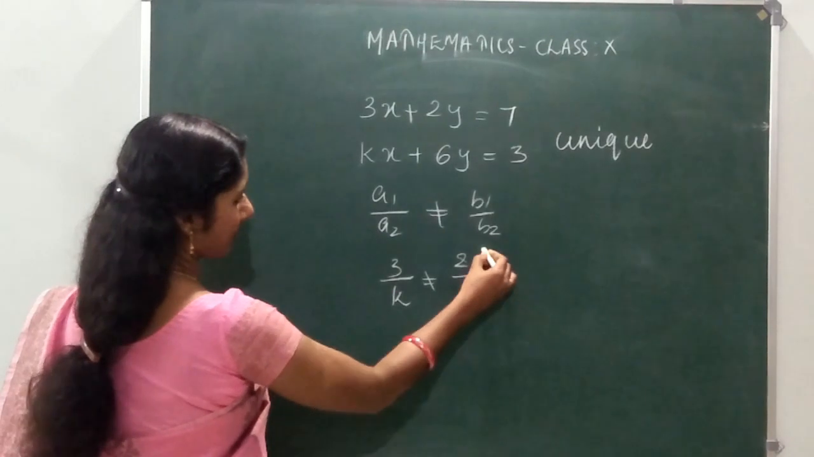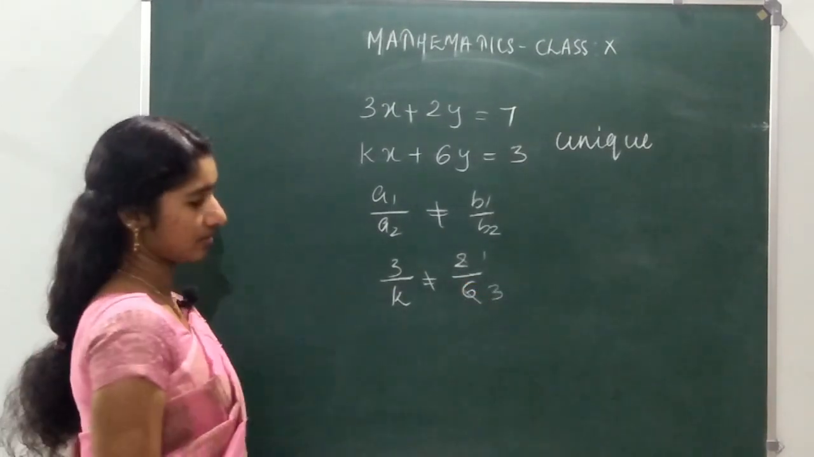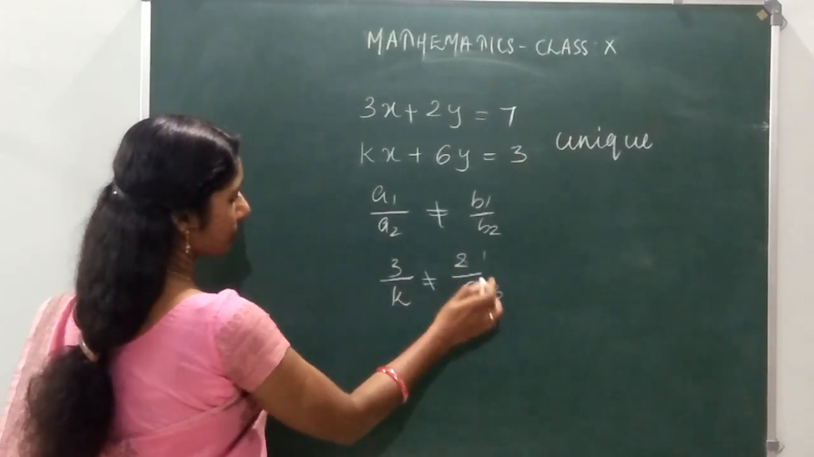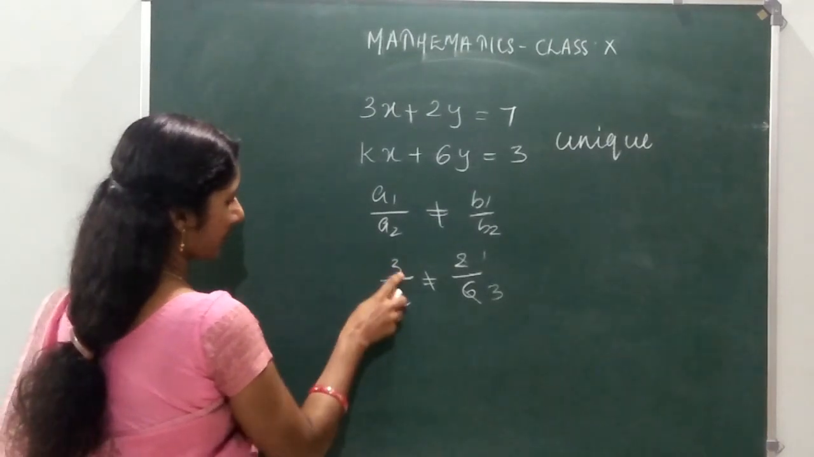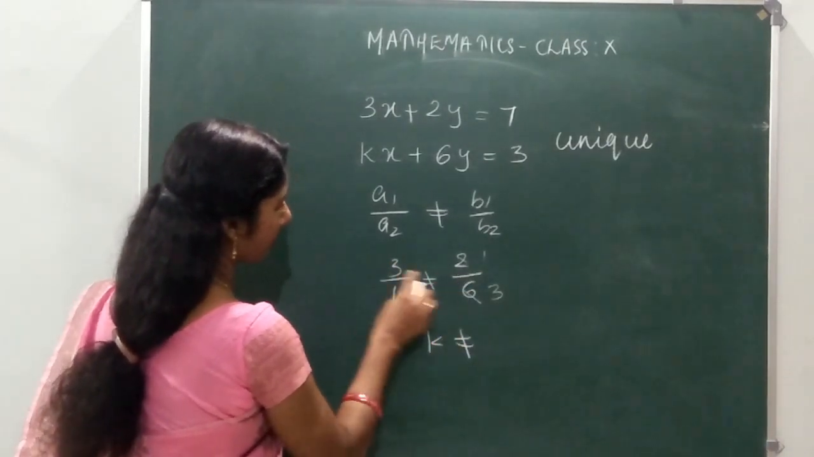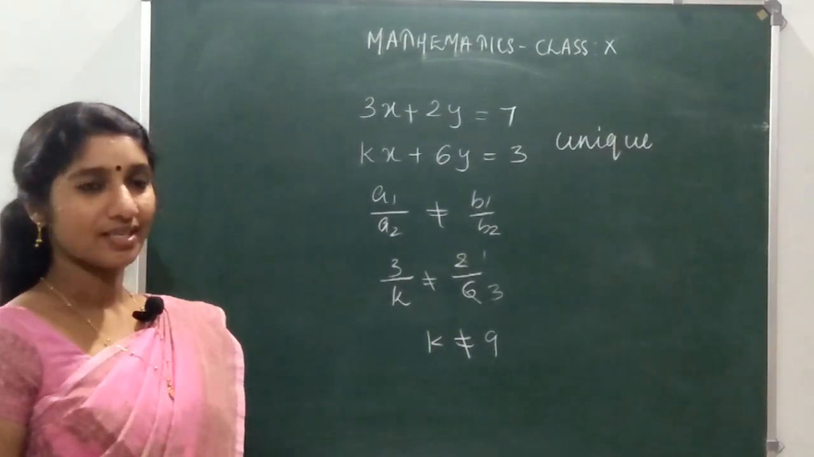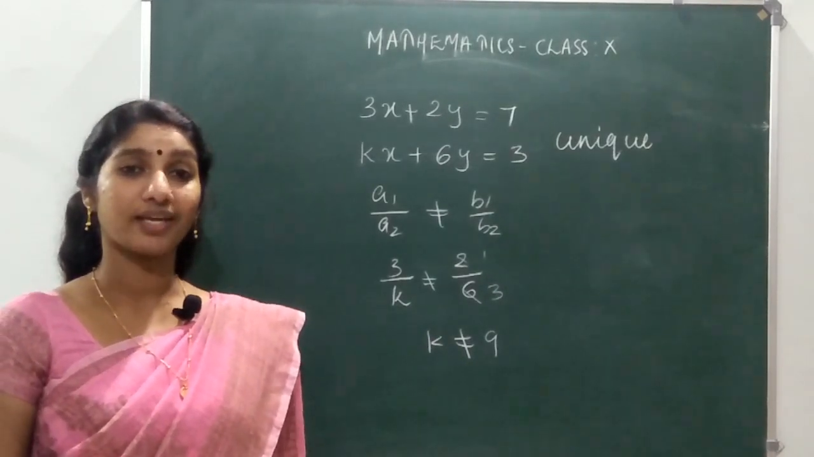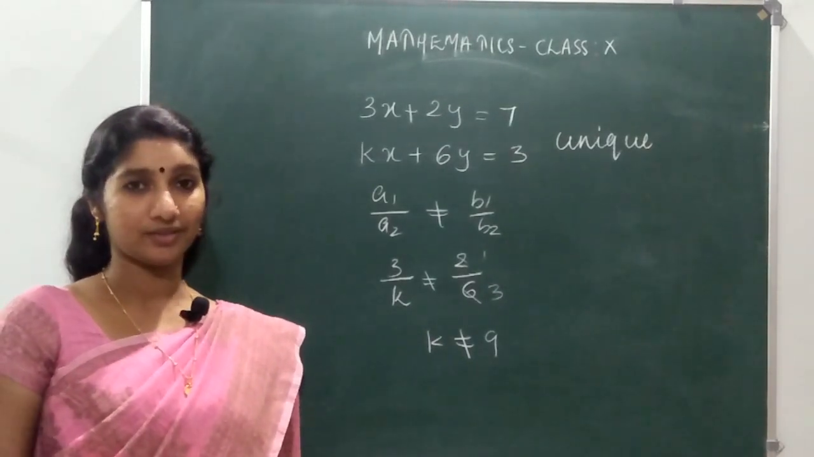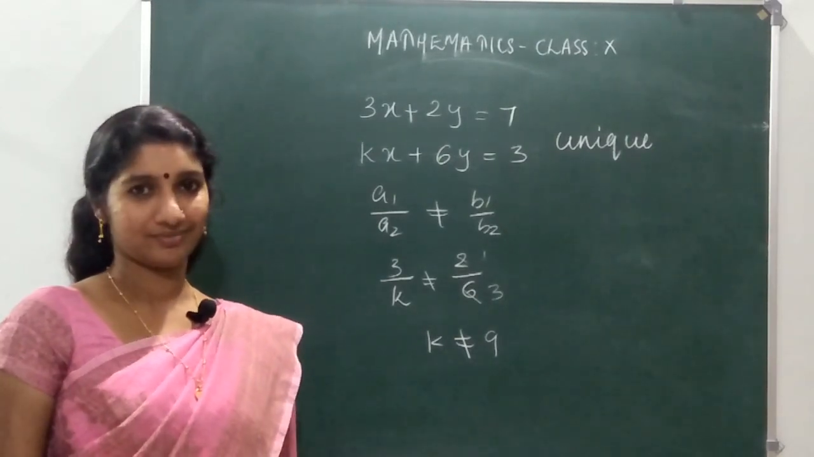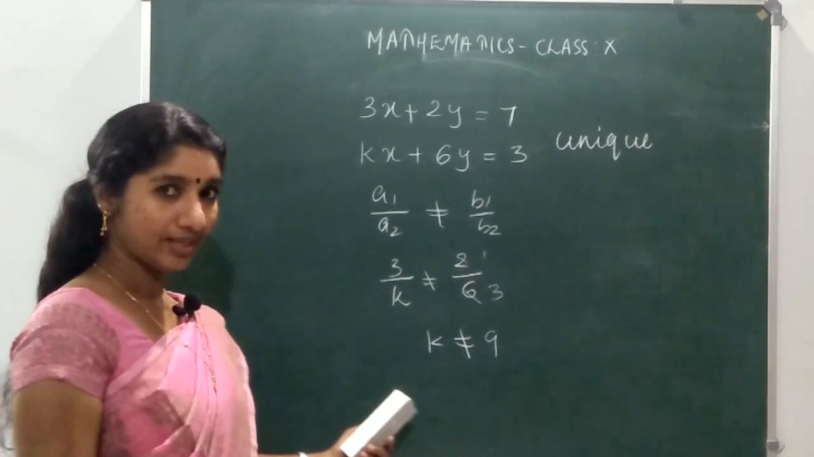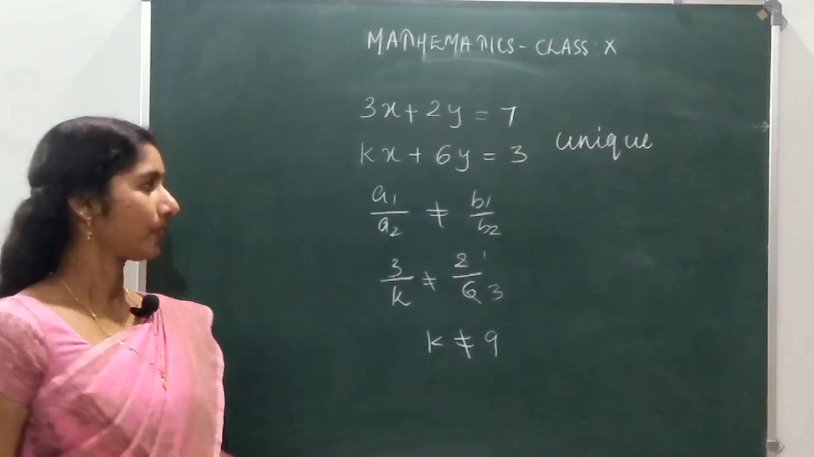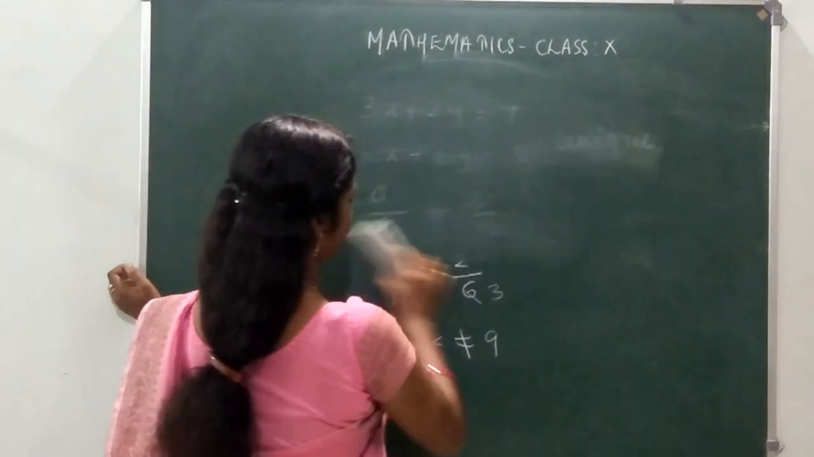2 and 6 we can cancel common factor, 1 2s are 2, 3 2s are 6. So, we got 3 by k not equal to 1 by 3. Cross multiply. k into 1, k not equal to 3 3s are 9. See, we got k not equal to 9. So, what are the values of k? k can be any other real number except 9. So, we will write k not equal to 9, or we will write k equal to any real number other than 9. Clear? Okay. Like this, questions will come for examination.